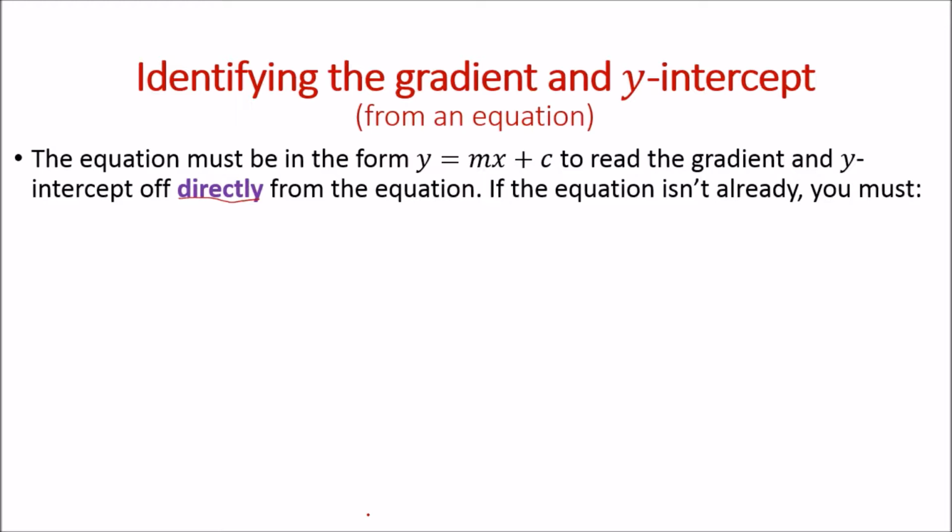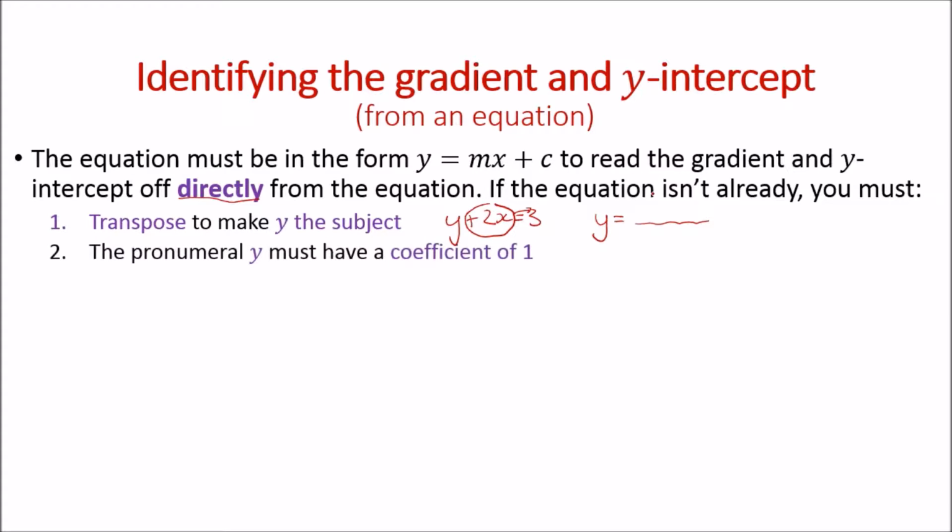If the equation isn't already in this form, there are two things that you must make sure of. The first one is that you must make y the subject. So you must transpose it, which means you are moving it. If you have an equation where you've got y plus 2x equals 3, you need to get rid of the 2x over to that side. The y must be on its own so that it looks something like this, with whatever your equation is over here.